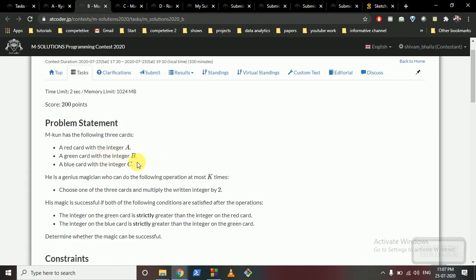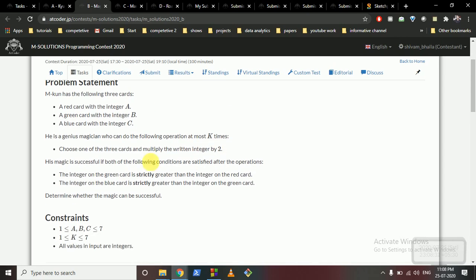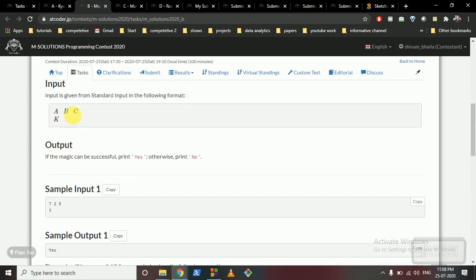So you are given 3 cards A, B, C, and there is some integer written on each. You are a magician, and you can do at most K operations. In every operation, you can choose any of the 3 cards and multiply the integer on it by 2. After these magic operations, you have to check that the integer on the green card must be greater than the red card, and the integer on the blue card must be greater than the green card, which means they should form an ascending series: blue greater than green greater than red. Okay, so you are given these cards and K.